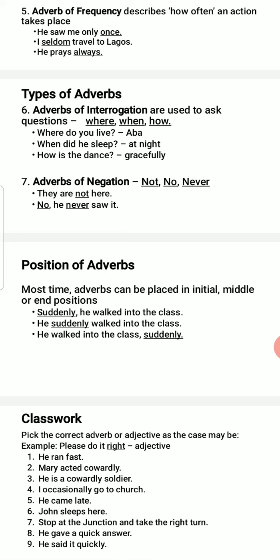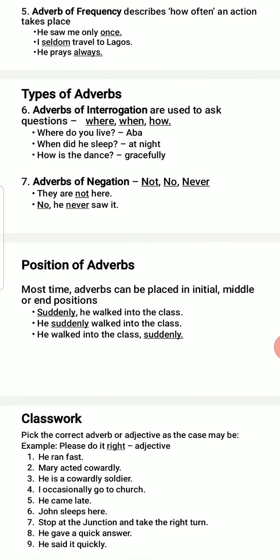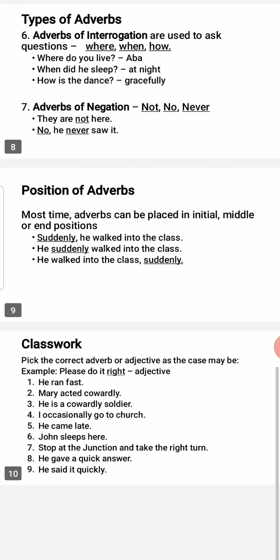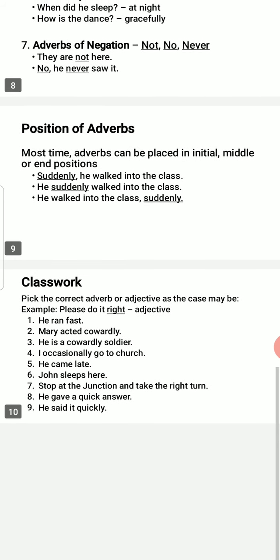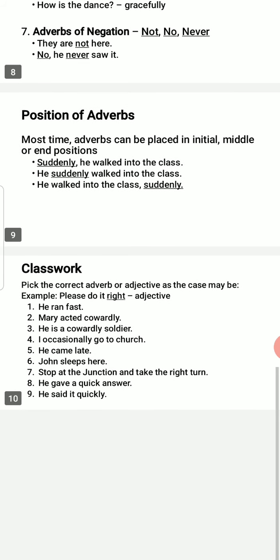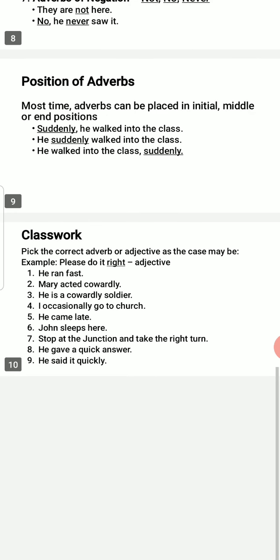But before we round up this lesson, we want to talk about the position of adverb. Most times, adverbs can be placed at the beginning of a sentence. Call it initial position or middle position or end position. I have examples here. Suddenly, he walked into the class. Suddenly is the adverb there.